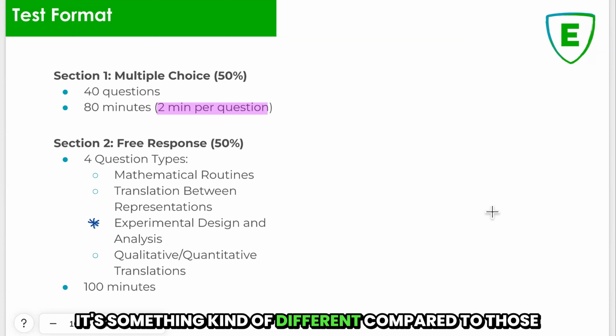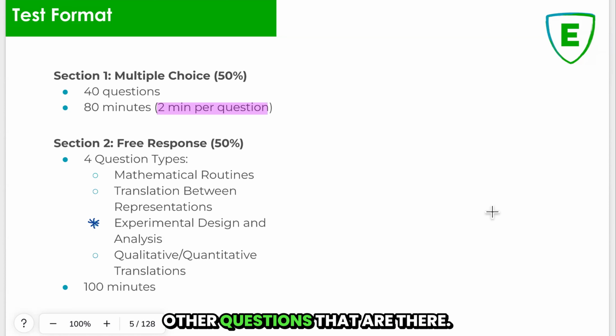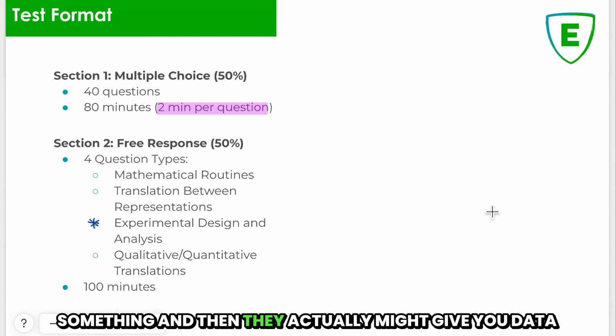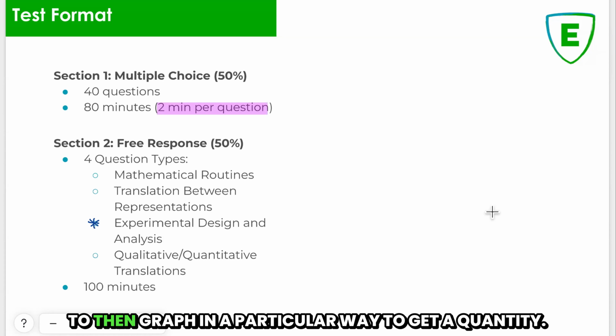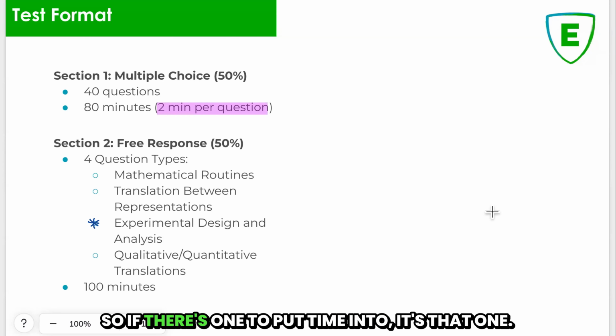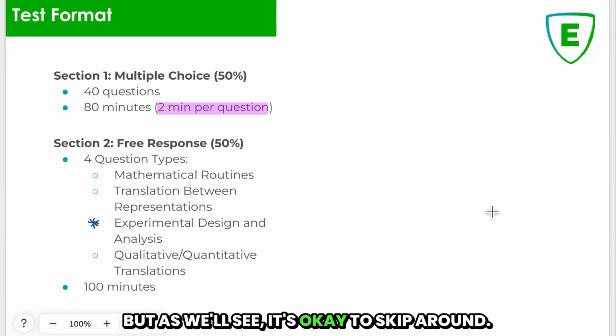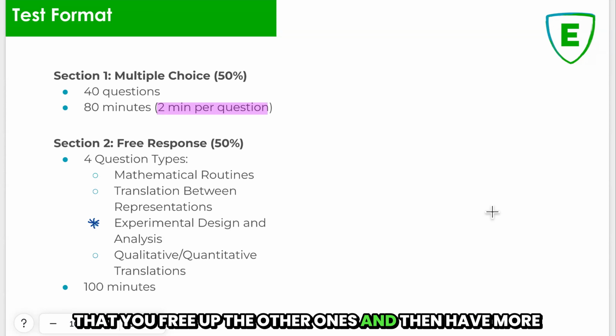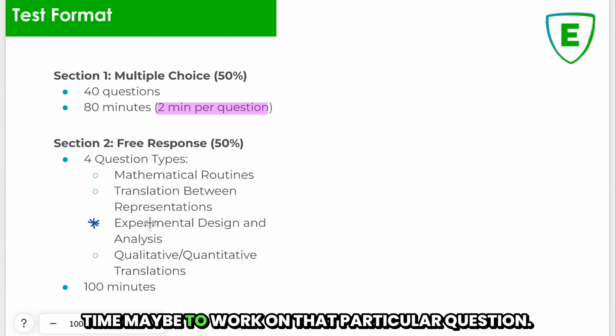It's something kind of different compared to those other questions that are there. We've got to figure out an experiment to measure something, and then they actually might give you data to then graph in a particular way to get a quantity. So if there's one to put time into, it's that one. But as we'll see, it's okay to skip around. Might be good to do that one at the end just so that you free up the other ones and then have more time maybe to work on that particular question.